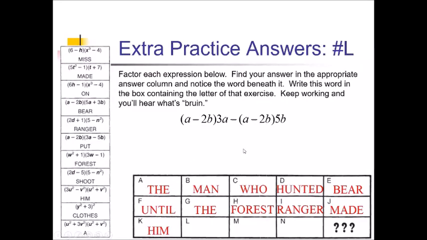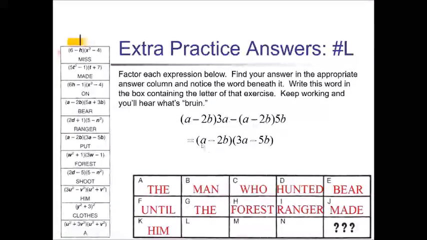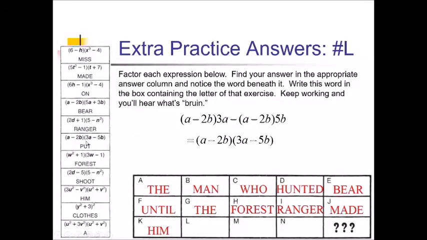This next one is kind of weird with these common factors or terms in front of the parentheses instead of behind them, but whatever. We'll just roll with it. So we've got a minus 2b getting factored out of both of those. And now my leftovers, there's a 3a. And here's where you got to be careful because there's a minus 5b. Don't forget about that minus there. So now we've got a minus 2b, 3a minus 5b. Let's see here. It looks like that's going to be put. So that's under L there.